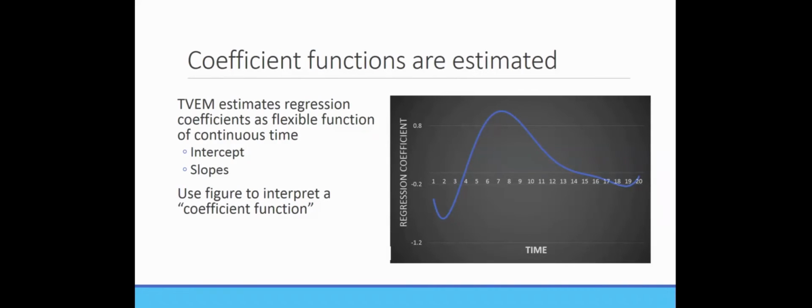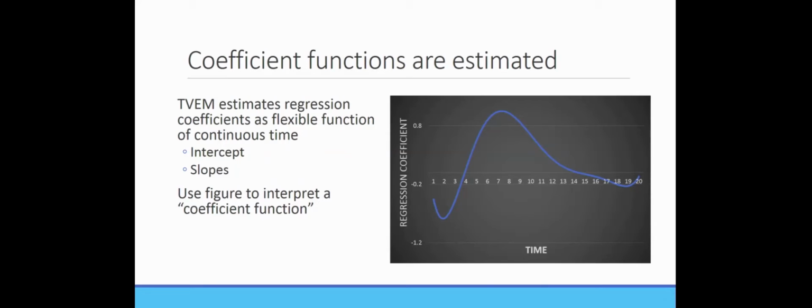Maybe it's intensive longitudinal data, or maybe some individuals in this study were assessed at times 1, 6, and 14, and others were assessed at times 6, 13, and 19. So, but we have coverage across that time. And the most important thing is that our research question embodies an interest in the association changing with time. So TVEM estimates regression coefficients as flexible functions of continuous time, and I'm talking about the intercept changing as a continuous function of time, and also the slopes or the associations between x's and y.